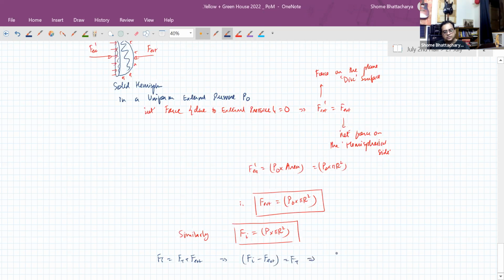Now substitute these values. So you'll see that this is basically P minus P naught, or the excess pressure, into pi r square, and on the other side it's surface tension multiplied by 2 pi r. So you have the formula that P minus P naught, or delta P, the excess pressure, is 2S by r.